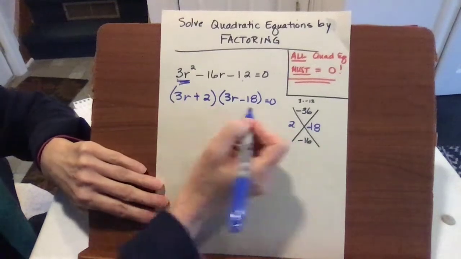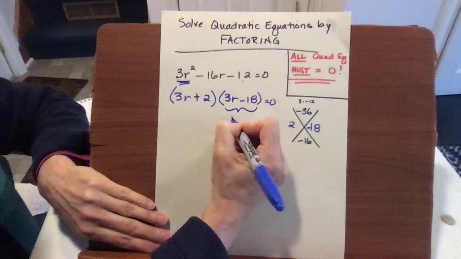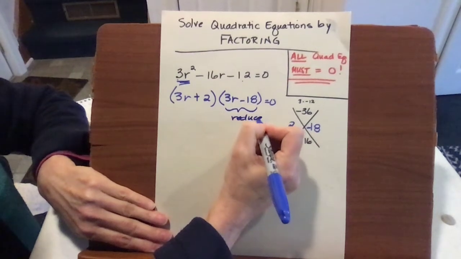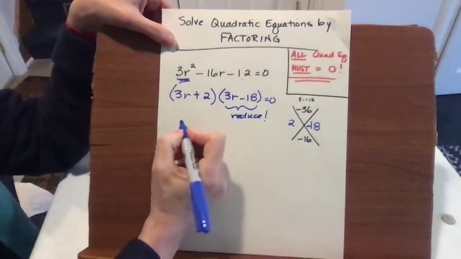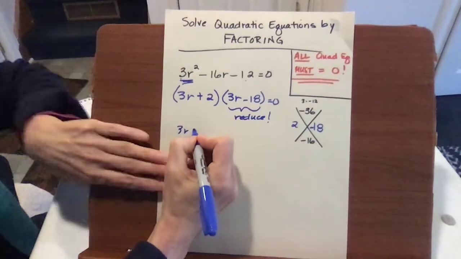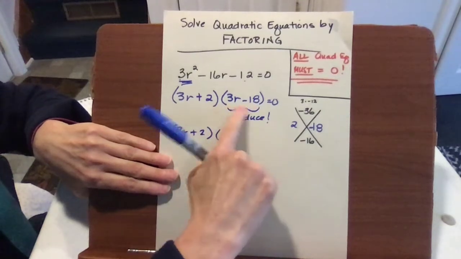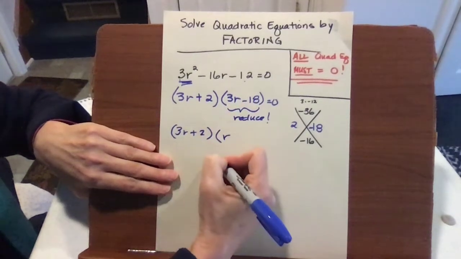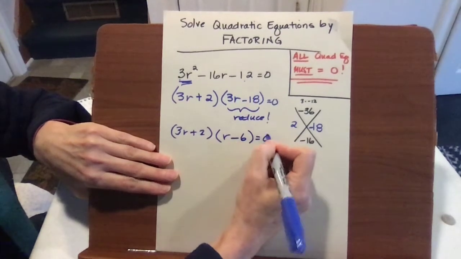Now, you look through here, and since we didn't have a GCF, we won't be losing anything, and this has to be reduced. So you must learn to reduce that, if you haven't been doing that or forgetting that that's what you have to do. So we have 3r plus 2 for our first factor, because that's not reducible. This one reduces by 3. So 3 divided into 3r is r, and 3 divided into 18 is 6. And those are our factors.